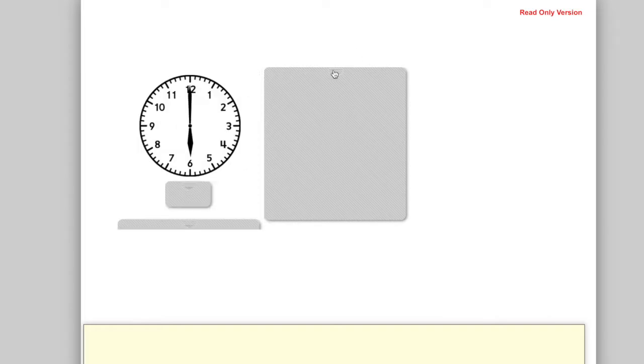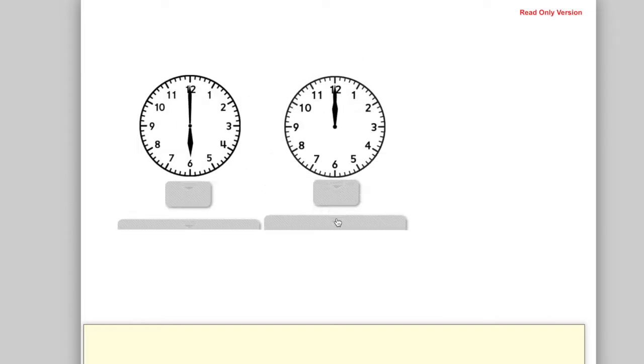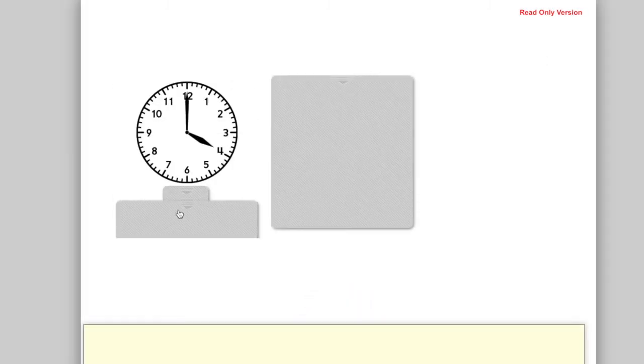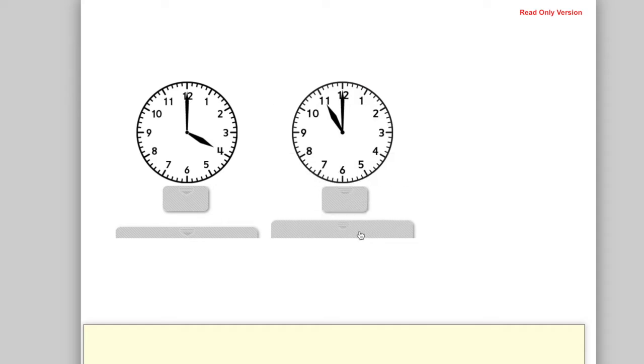All right, here are two more clocks. What time do these two clocks show? Write it down in your math notebook. Here are two more clocks. What time do these clocks show? Write them down in your math notebook.